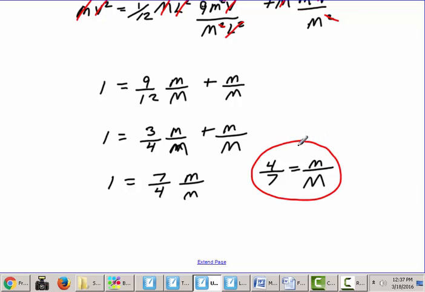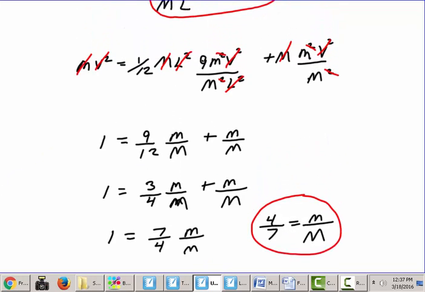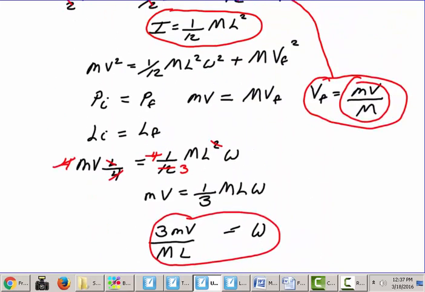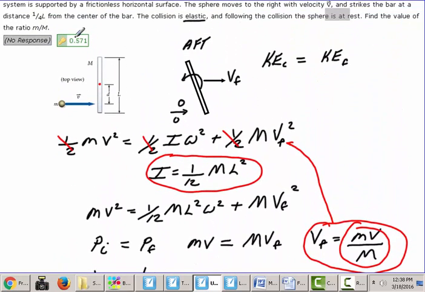All right. So kind of a challenging problem, but again, just be careful with that and work it very slowly. You can get it, and if you take 4 divided by 7, you get 0.571.